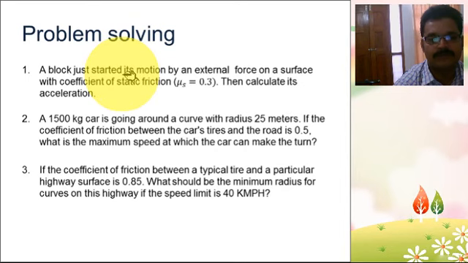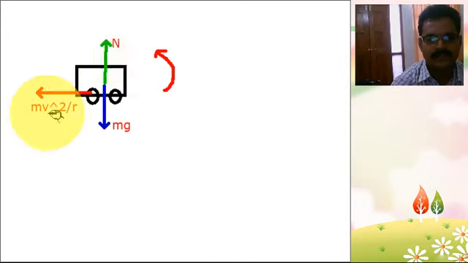The second problem: a 1500 kg car is going around a curve with radius 25 meters. If the coefficient of friction between the car's tires and the road is 0.5, what is the maximum speed at which the car makes a turn? See the second problem diagram.